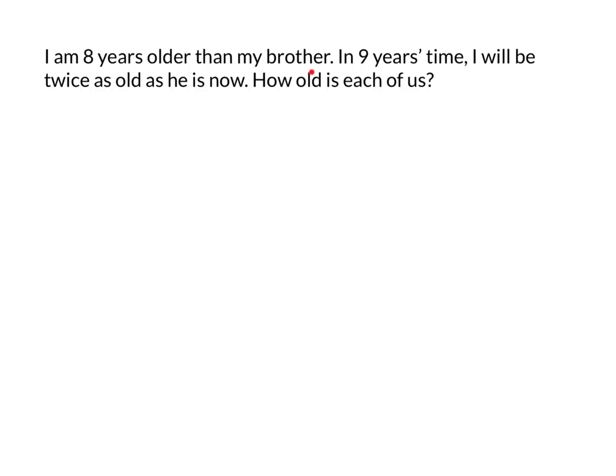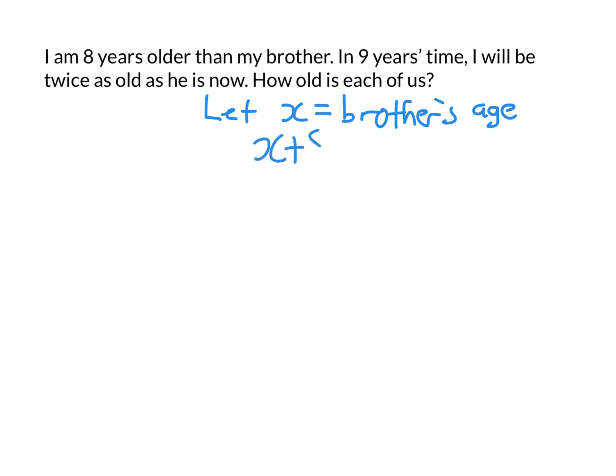So I am 8 years older than my brother. In 9 years' time, I will be twice as old as he is now. How old is each of us? So here we're finding two things. We're finding number 1, my age, number 2, my brother's age. So let's let x be one of the quantities. I think it's easier to let x be the smaller quantity. So I'm going to let x equal brother's age. So if my brother is x and I'm 8 years older than him, my age is x plus 8. I am whatever my brother is plus 8.